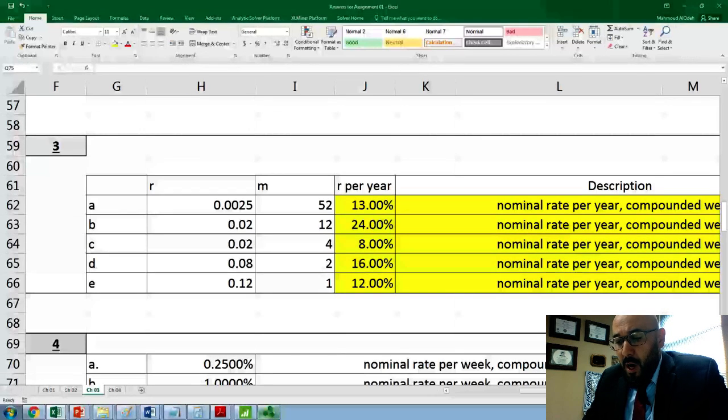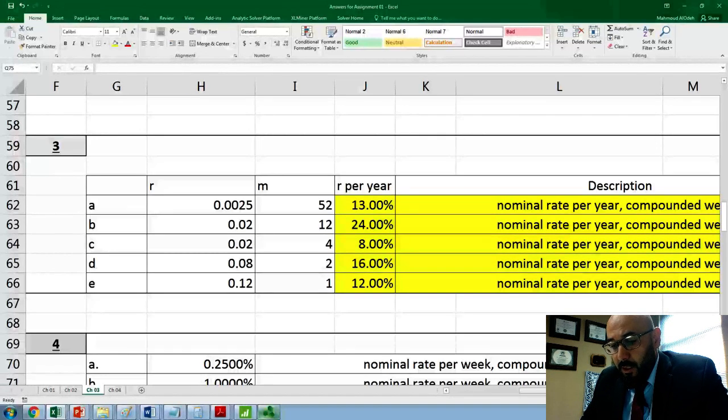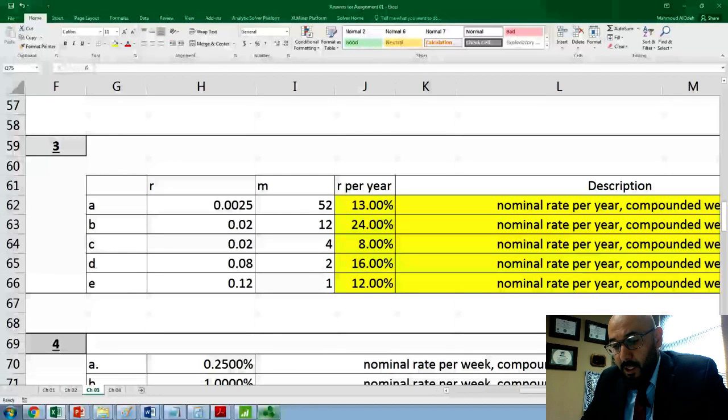Determine the yearly nominal interest rate for the following. A. Nominal rate of 0.25% per week, compounded weekly. B. Nominal rate of 2% per month, compounded weekly. C. Nominal rate of 2% per quarter, compounded weekly. D. Nominal rate of 8% per semi-annual, compounded weekly. E. Nominal rate of 12% per year, compounded weekly.